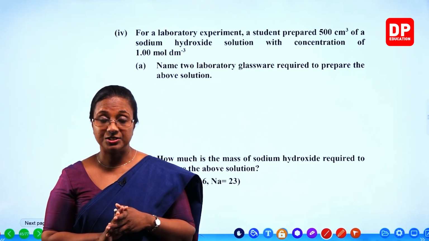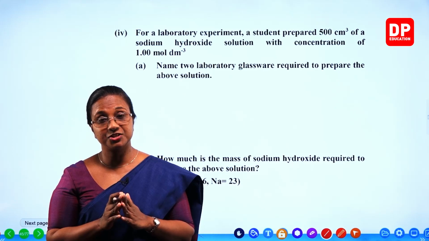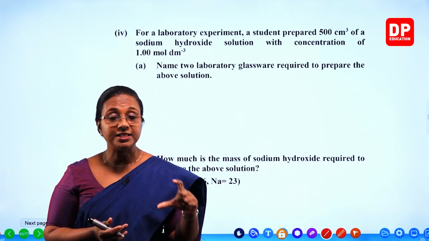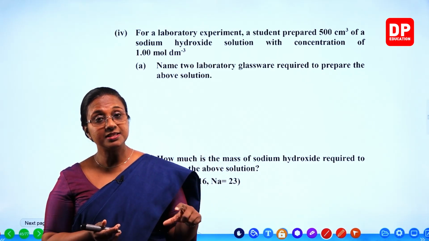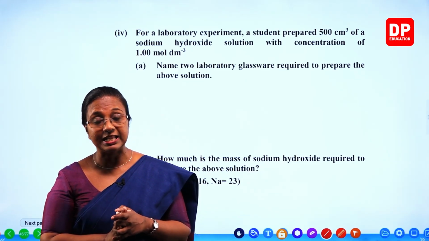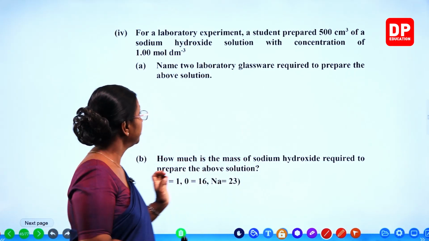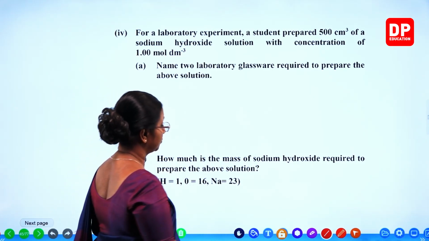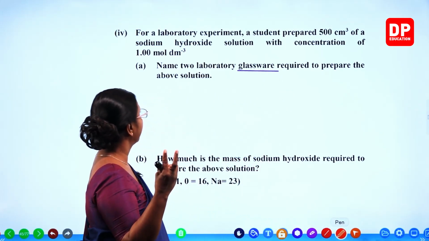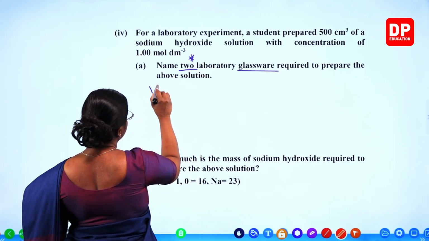You know how to measure that. Once you do that, you have the correct volume and correct concentration. There also you need to mix the solution. Then you have to put a label as to what the solution is, when it was prepared, the concentration, composition, the person who prepared it. All the information has to be given in that label. So that is the procedure for preparing a standard solution. Now the question is, name 2 laboratory glassware. So here it has to be glassware. So there are 3 glasswares. You need to write only 2. I will write all 3.